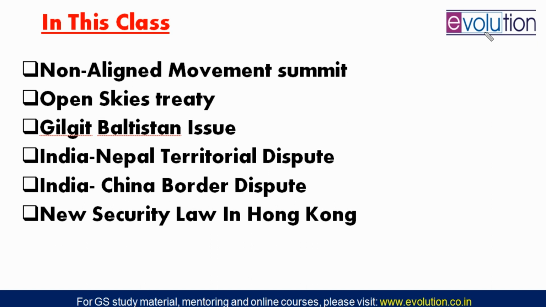Yesterday when we met in our last lecture, we had completed these topics: non-aligned movement, Open Skies Treaty and Gilgit-Baltistan issues. All these 6 topics belong to May month international relations current affairs. But these 3 topics were remaining.